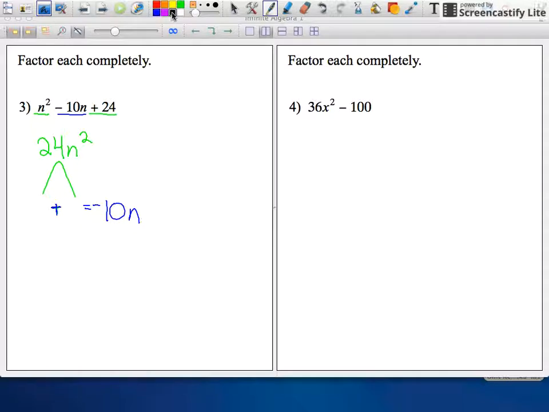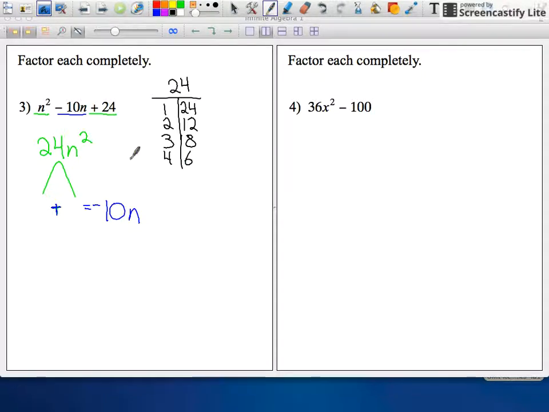So I'm thinking of numbers that multiply to be 24. I'm building that little factor tree or that little T-chart. 1 and 24, 2 and 12. That's the first one that strikes me as one that might work. 3 and 8, 4 and 6. Then we would get back to 6 and 4, which is a repeat.